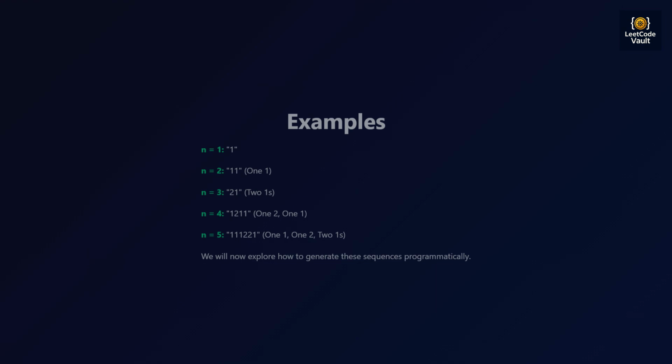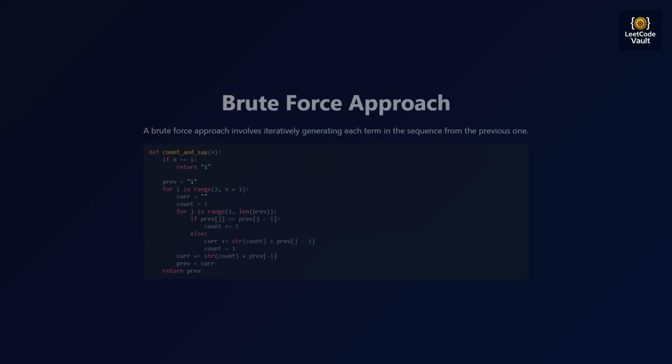And for n equal 5, we describe 1211 as one 1, one 2, two 1s, which gives us 111221. See the pattern? Each string is a description of the previous one. This pattern is the core of the problem. Understanding this recursive nature is key to developing an efficient solution. It's a bit like a verbal puzzle, but we can turn this verbal description into code efficiently, and that's what we'll be doing in the following scenes.